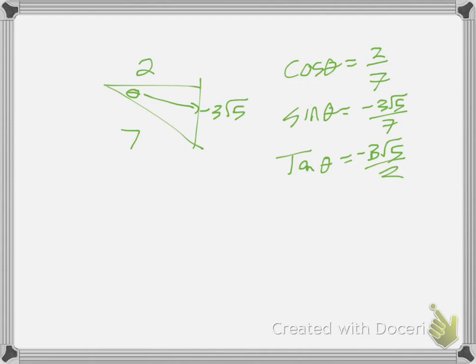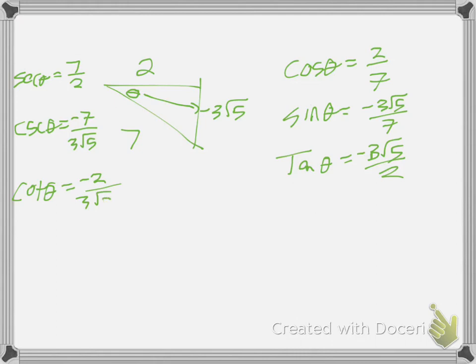And then when you do the cofunctions, you flip it over. So secant would be the reciprocal of cosine, so it's 7/2. And then cosecant is the reciprocal of sine, so negative 7 over 3 square roots of 5. And I'm not rationalizing right now, definitely on purpose. And then cotangent is just flipping those over. Negative 2 over 3 square root of 5.